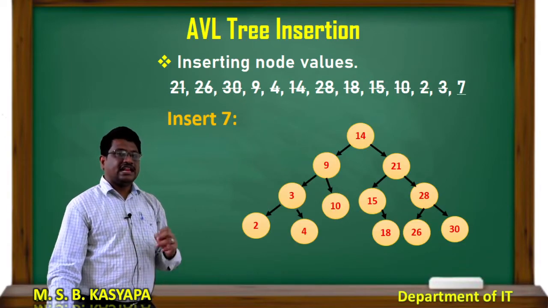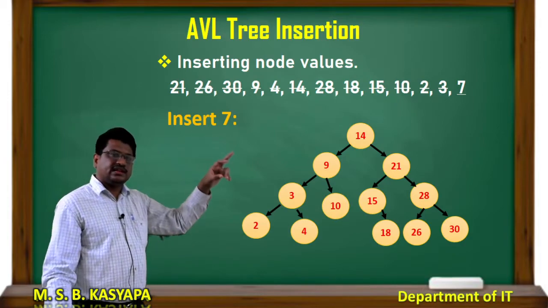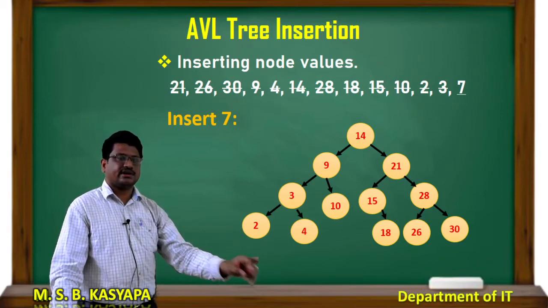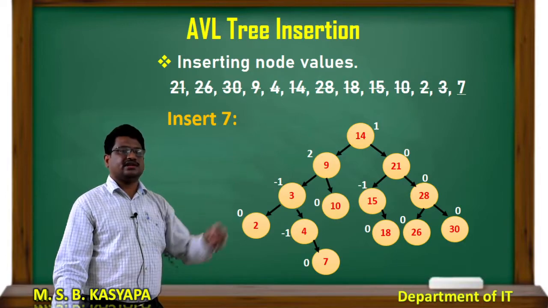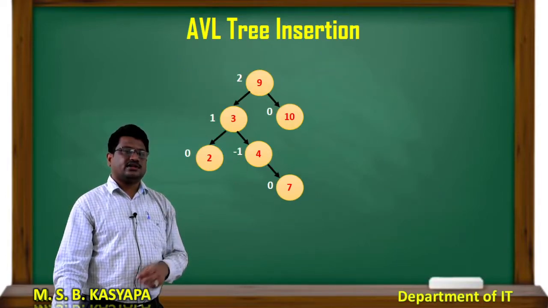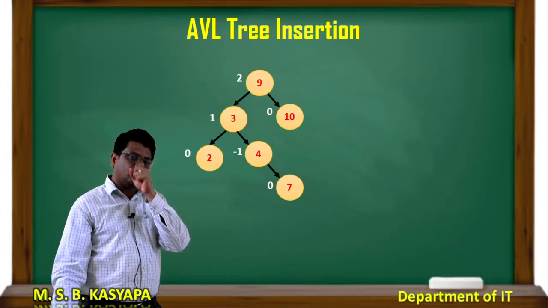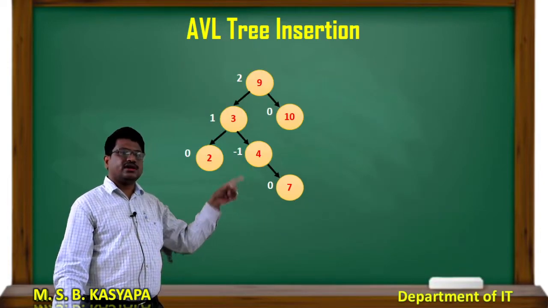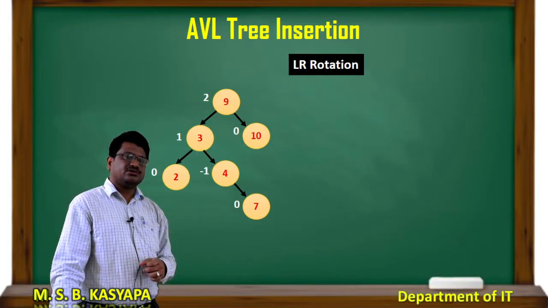Now let's insert a 7. If I insert 7, it goes 14 left side, 9 left side, 3 right side, 4 right side. Now if I again calculate, here I have an imbalance. At 9 I have an imbalance. Now 2, 1, that means, sorry, it is an LR rotation. It is a minus 1. Now I have to use LR rotation.